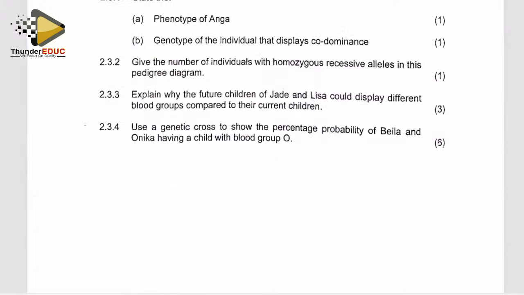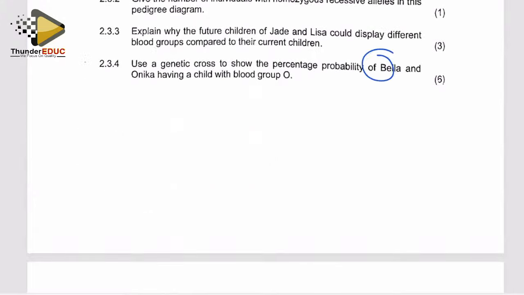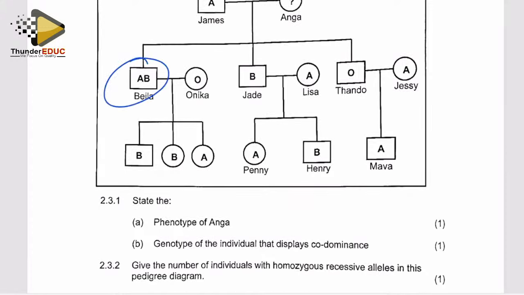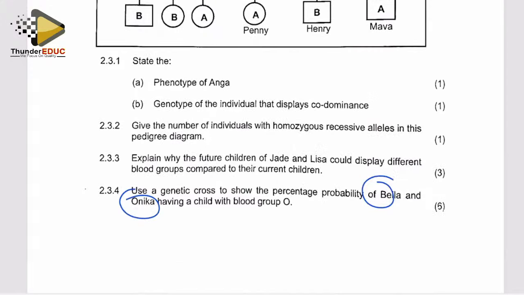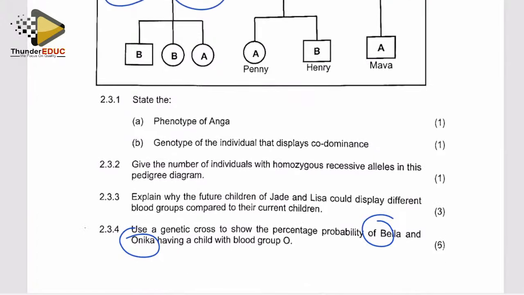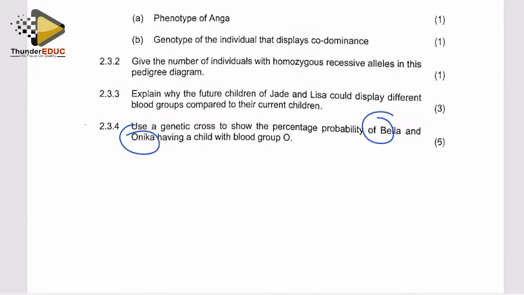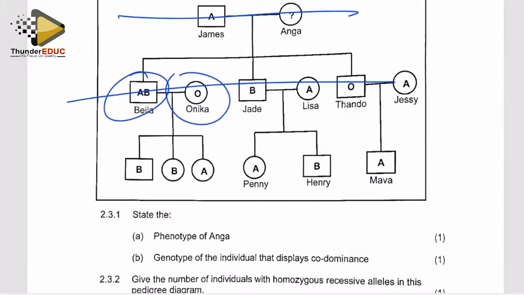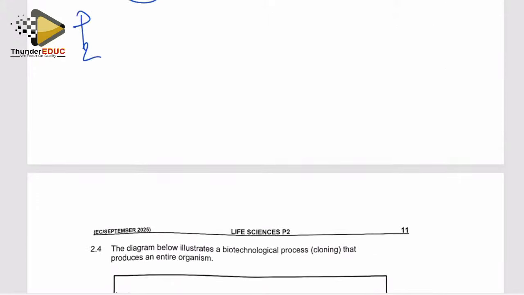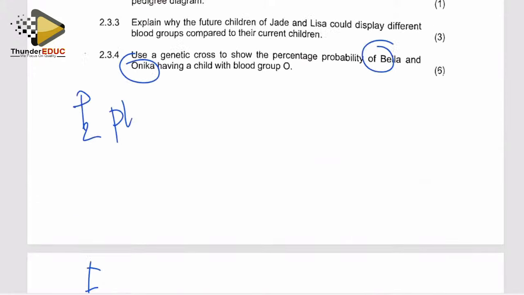Use the genetic cross to show the percentage possibility of Baila and Onika having children with blood group O. So I have to go back and look for Baila. Where is Baila? And Onika. The same genetic cross. Since they are in the second generation, I will say P2, F2. And then they are saying the phenotype.